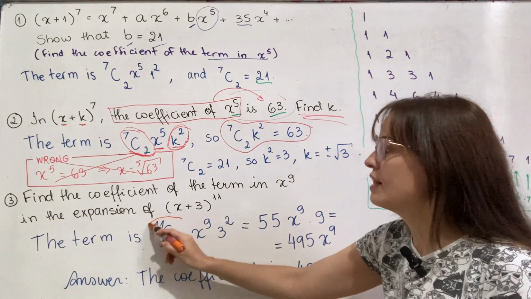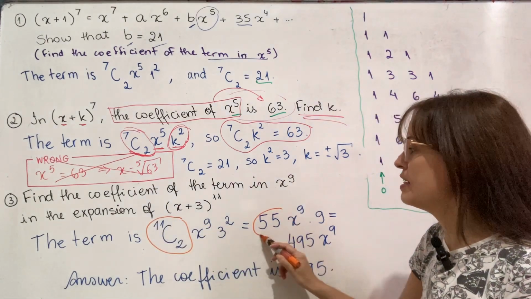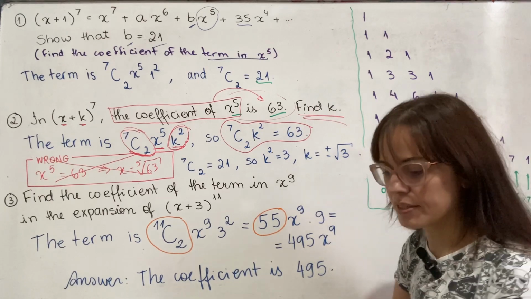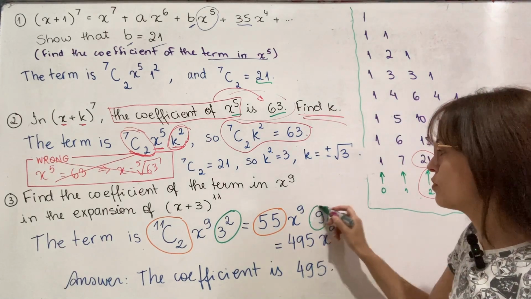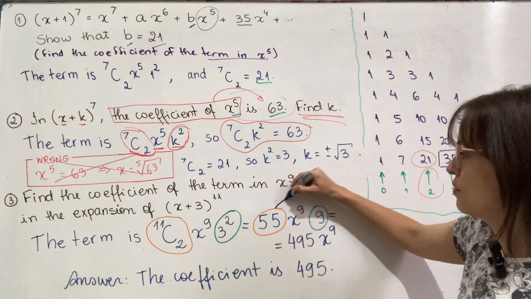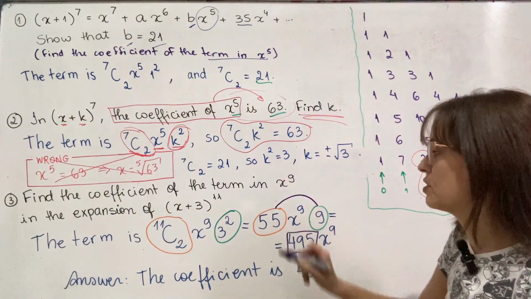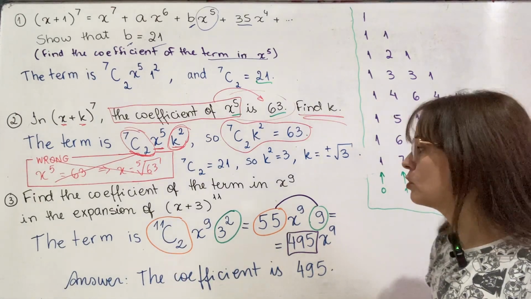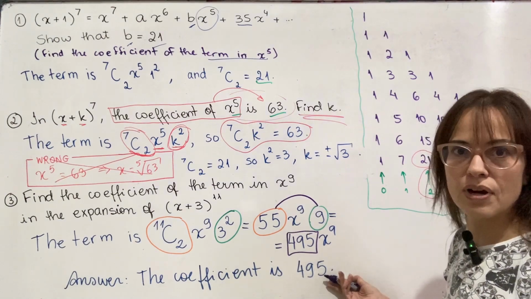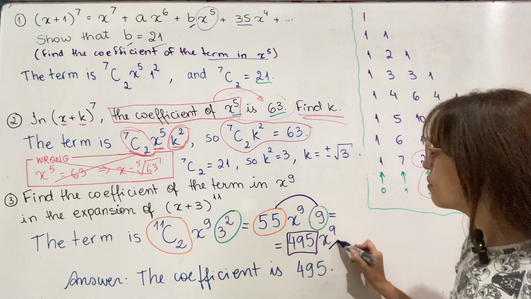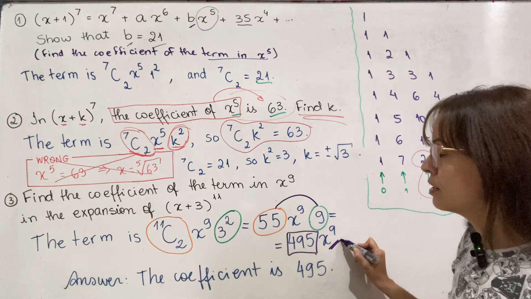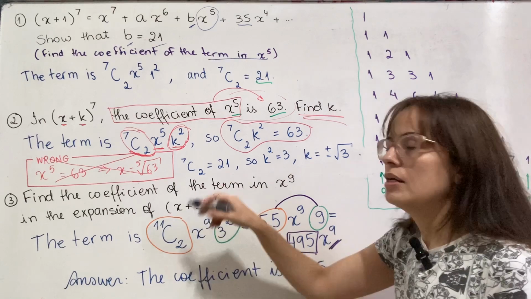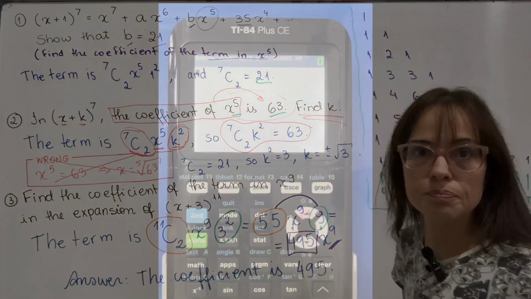Okay, so 11 choose 2 is 55. I found that in the calculator. I'll show you in a minute how to do that. And 3 squared, obviously, is 9. Now 55 times 9 is 495. So you write down the answer. The coefficient that we were looking for is 495. It's the coefficient of x to the power of 9, or the coefficient of the term in x to the power of 9 in that expansion that we were working with.